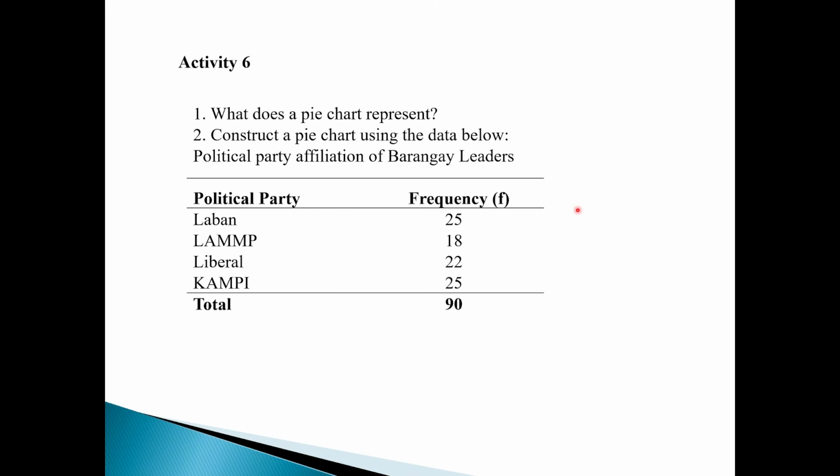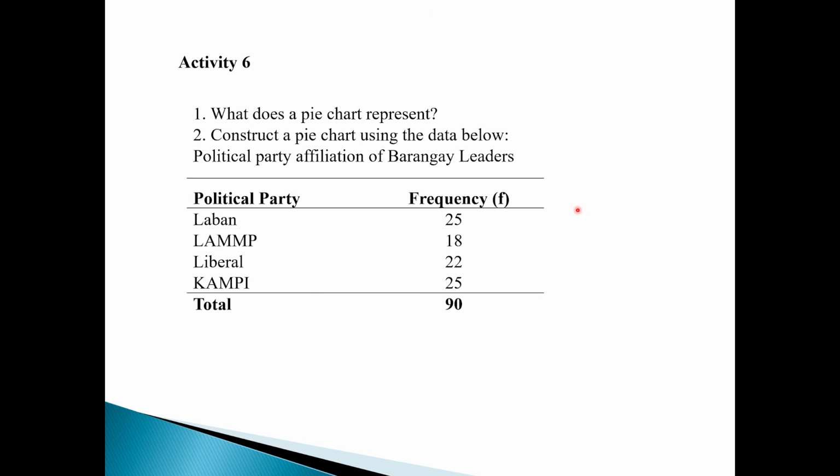Again, compute for your LAMMP. So 18 divided by 90 times 360 degrees, right? You convert your percentage into degrees. So that should be equal to 72 degrees. So your LAMMP should occupy 72 degrees in your pie chart. Do that again for your Liberal. That should be 22, right? Your Liberal should occupy 88 degrees.